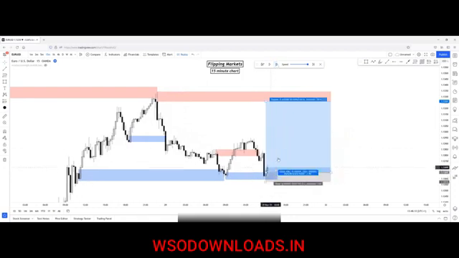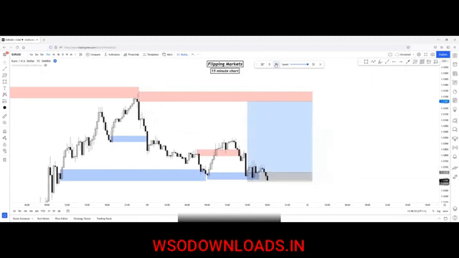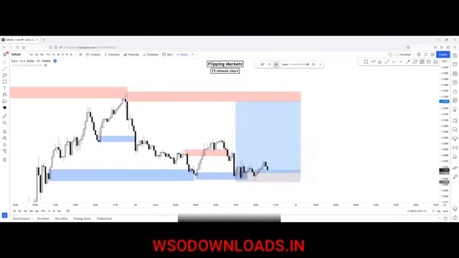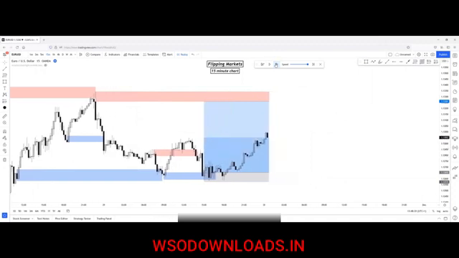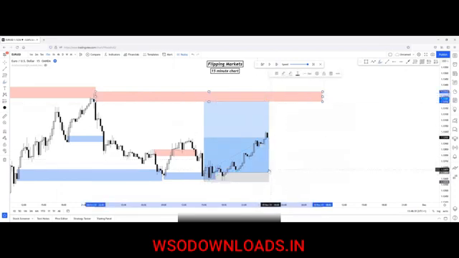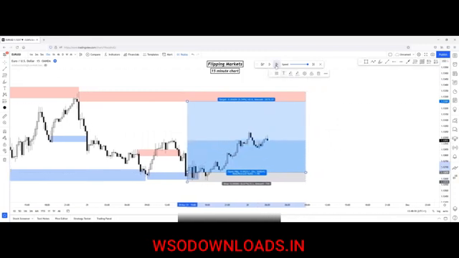Price tagged us into the trade, had a reaction. So demand is in control, as you can see. Price reacting strongly on this demand zone. So we are in the trade, creating a series of higher highs and higher lows, respecting demand zones over and over and over again. I will just extend these zones. Let's see what happens.